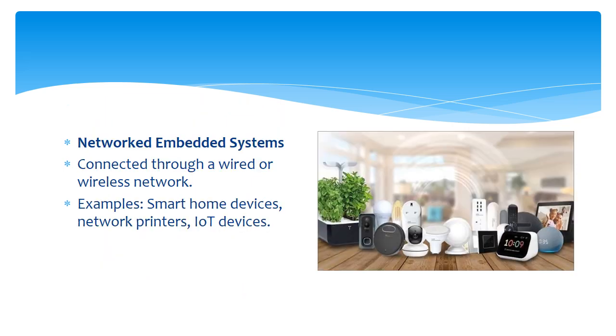And the next classification is the networked embedded system. Nowadays we live in an era where all systems are connected through a network, either wired or wireless. Smart home devices, network printers and IoT devices all come under networked embedded systems. You can understand that all the applications you use today are connected to the internet or networked, either wired or wireless. You can see in the diagram all these smart home devices, useful for IoT or smart homes.